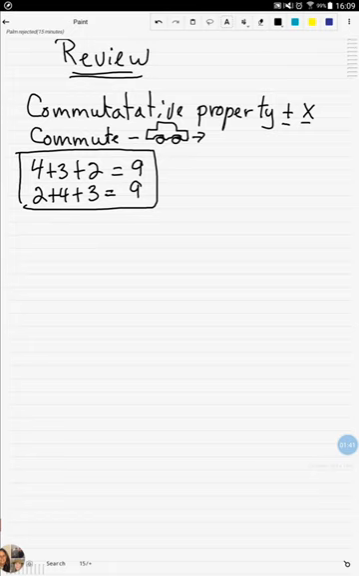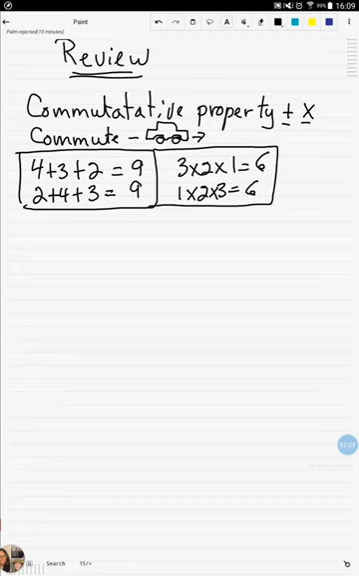Now, commutative property of multiplication is the exact same thing. If I have 3 times 2 times 1, or 1 times 2 times 3, I'm going to have 3 times 2 is 6, times 1, 6. 1 times 2 is 2, times 3 is 6. Same thing. The numbers can move around wherever they want. For addition, for multiplication, that's the commutative property. I'm going to have the same answer every time.